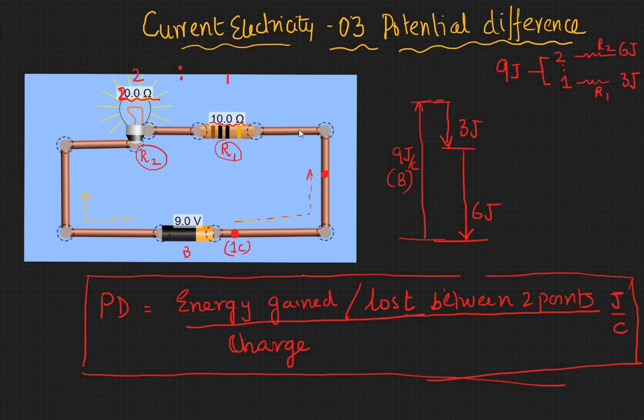In other words, we say that the potential difference between these 2 points is 9 volts, and the potential difference across these 2 points is 3 volts, because every coulomb that passes through loses 3 joules, and the potential difference across these 2 points is 6 volts, which is, for every coulomb it loses 6 joules. So this is a way to interpret potential difference.